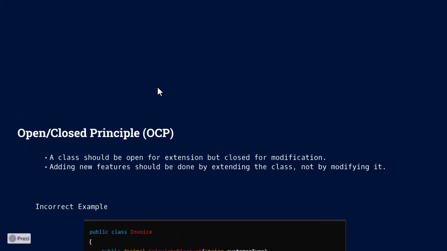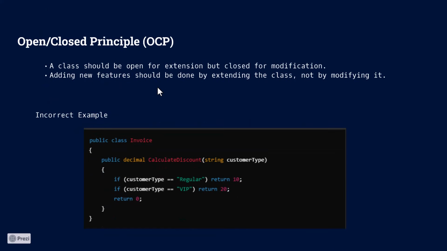Let's continue with the next one, which is the open-closed principle, or OCP. A class should be open for extension but closed for modification. Adding new features should be done by extending the class and not by modifying it. So I have this Invoice class right here, and a method called calculate discount, which receives a parameter called customer type. Depending on the customer, it returns a number, the discount they need, for example regular, VIP, and else.